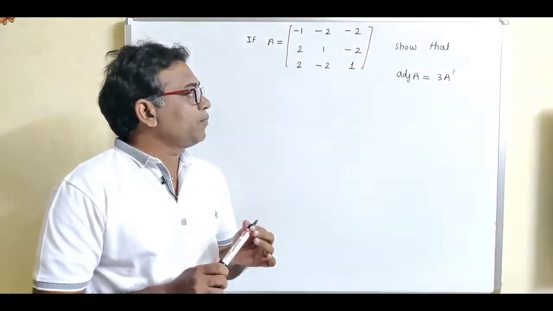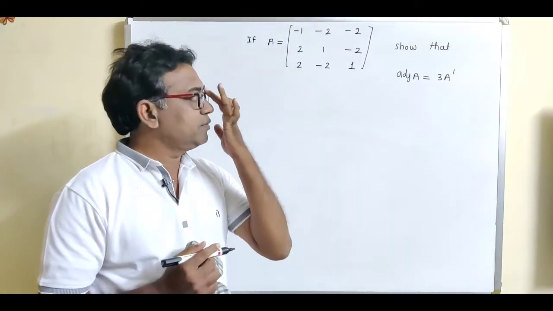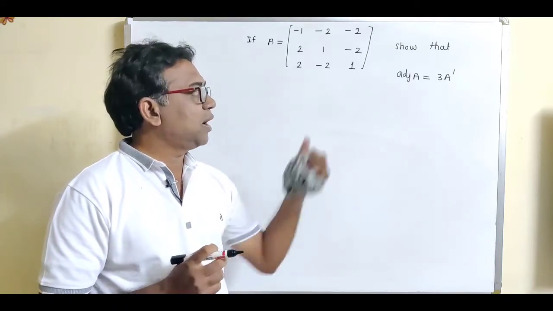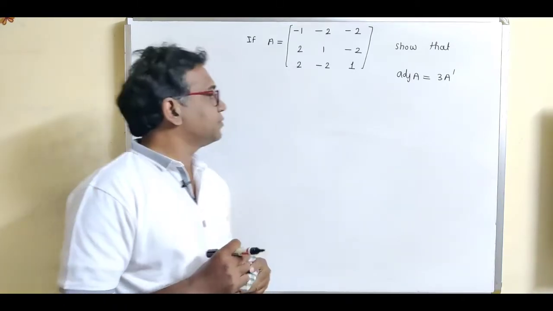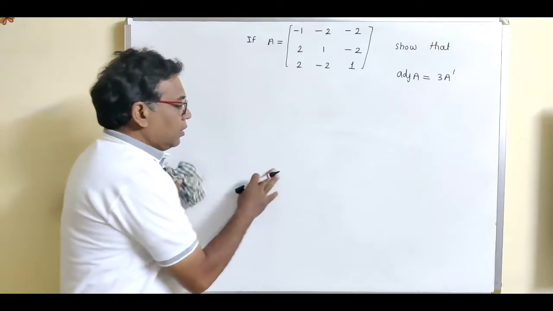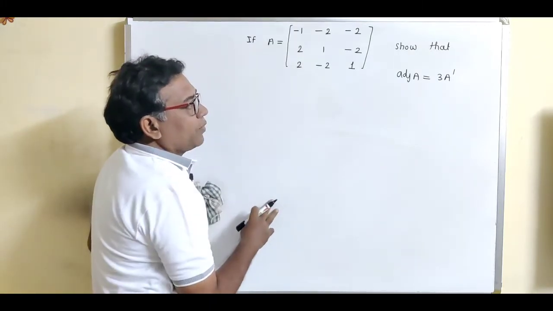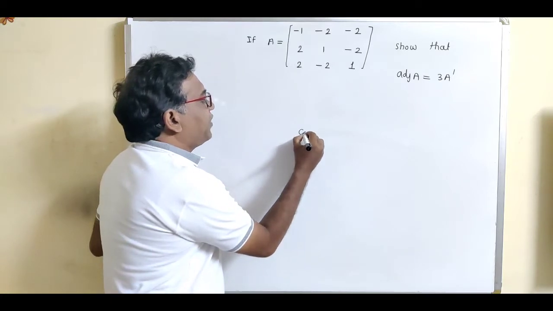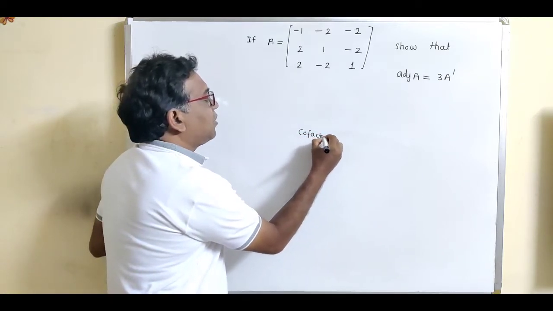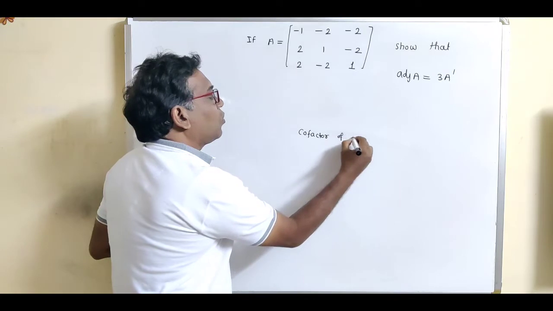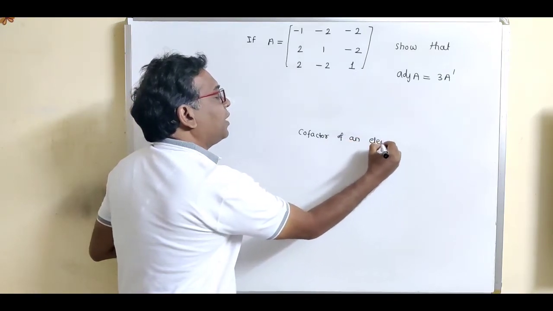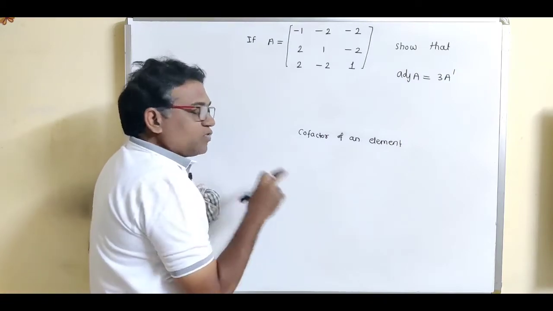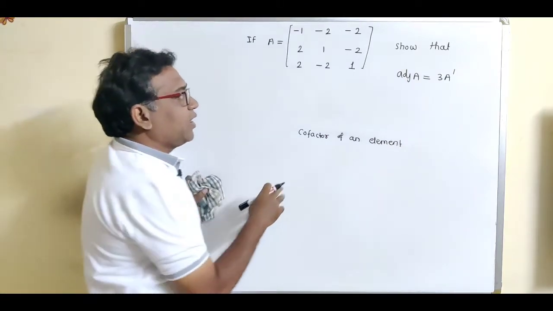Now today I am going to take some more examples on the adjoint of a matrix. Now see, last time we have seen the definition of cofactor of an element. Now see what is the definition of cofactor of an element.